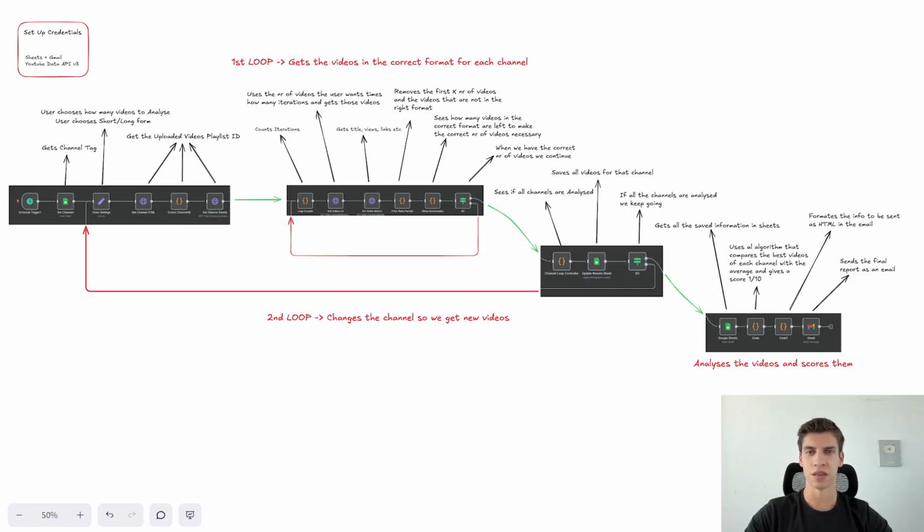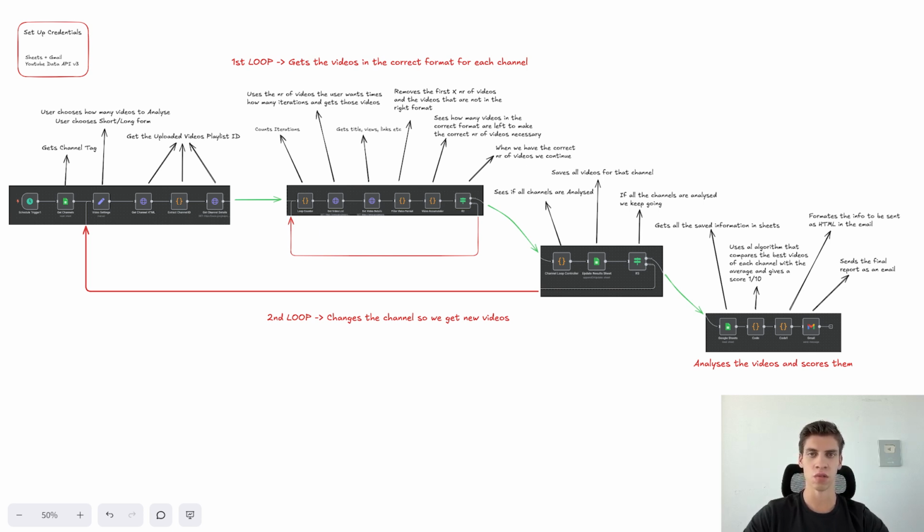And if you're curious about what each node does, you can pause the video and read this. And you could also send this workflow to ChatGPT or Claude and ask it to change the algorithm. So instead of only getting the best 3 ideas, you could get the best idea for each channel, or even the best 3 ideas for each channel.